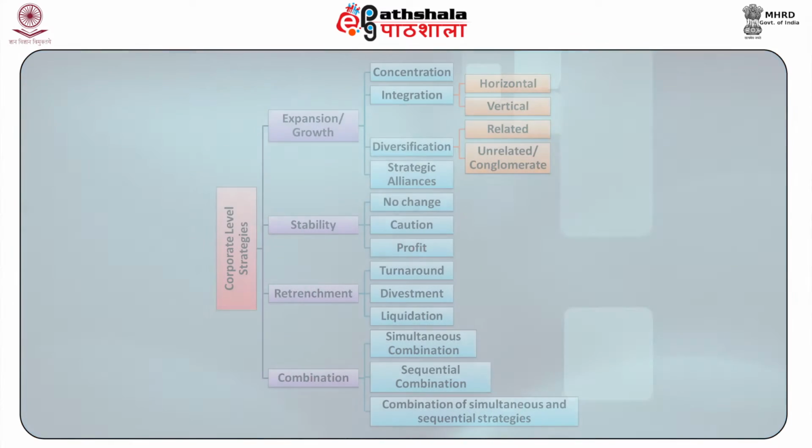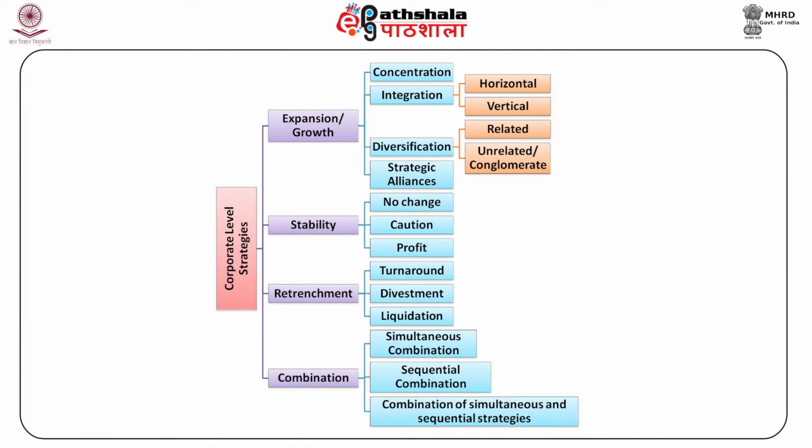These are various subcategories of the first three types of corporate level strategies that would be discussed in detail in the subsequent modules. The below classificatory system provides a summary of the subdivision of the corporate level strategies. The corporate level strategy is divided into expansion or growth, stability, retrenchment, and combination. Expansion and growth is further divided into concentration, integration, diversification, strategic alliances.